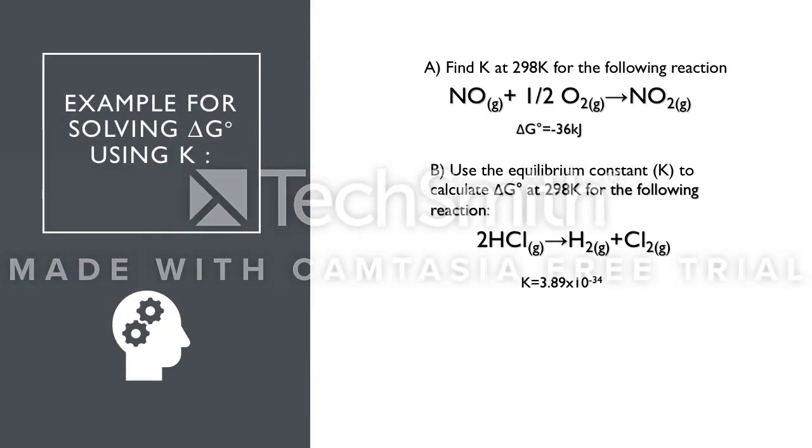This time, we are going to do a slightly more difficult problem. For part A, we are going to find K, and for part B, we are going to find delta G naught. Part A says find K at 298 Kelvin for the following reaction. It gives us delta G naught at negative 36 kilojoules. For part B, it says use the equilibrium constant K to calculate delta G naught at 298 Kelvin for the following reaction, giving K to be 3.89 times 10 to the negative 34.